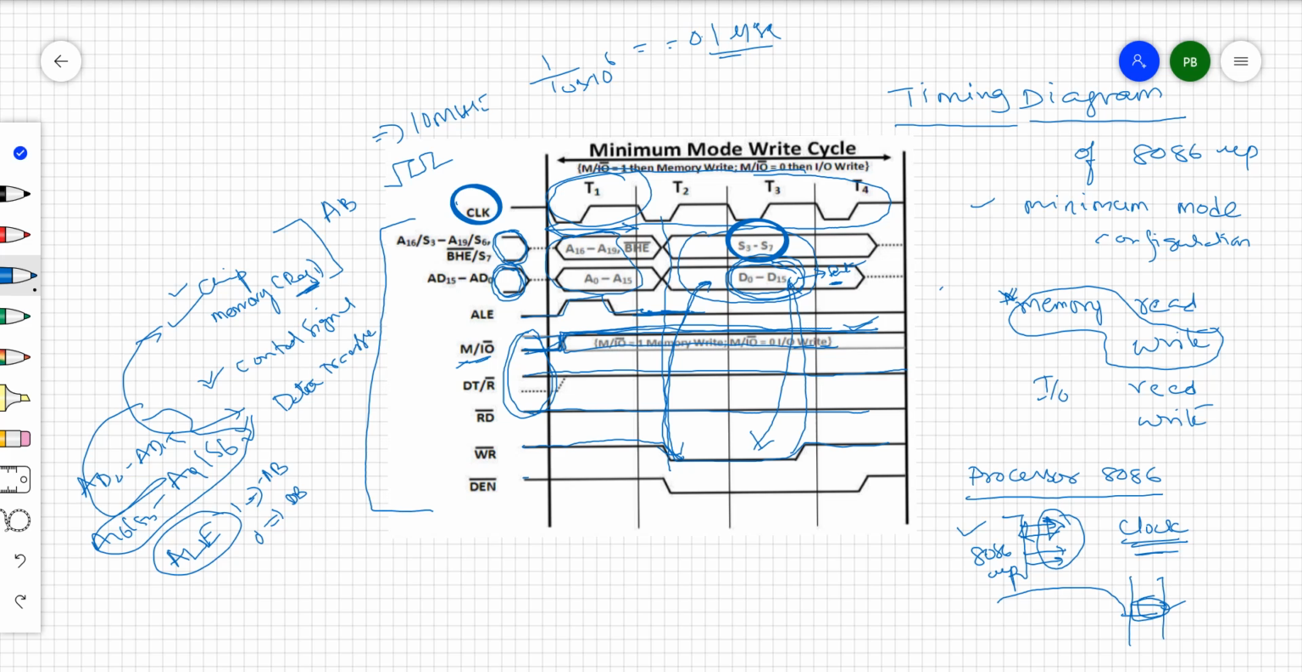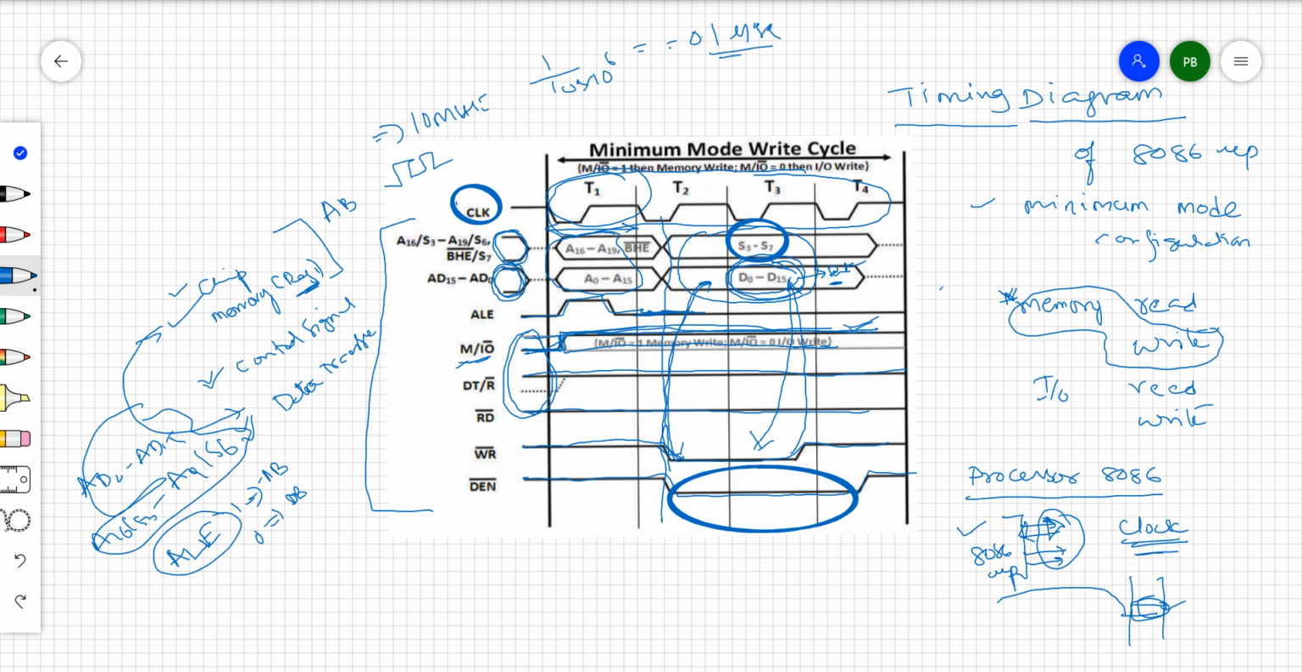By that time, data is enabled on the data bus. That is the reason it is low. Up to the T1 state, data is not available on the data bus. After that, data is available on the data bus. Alright, so this is the way this particular operation takes place.